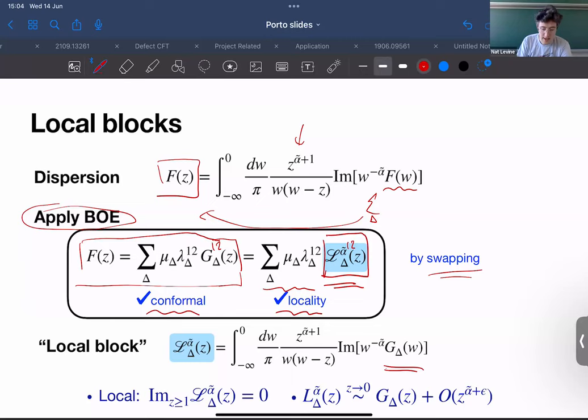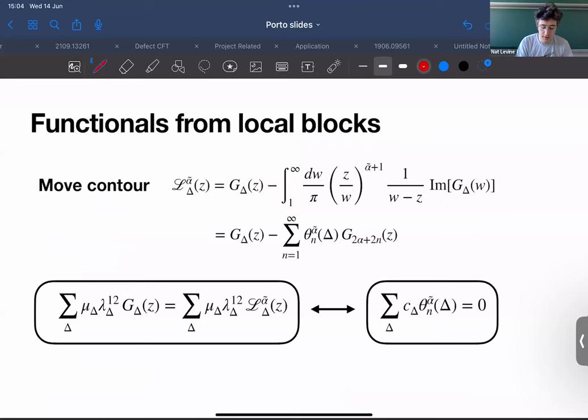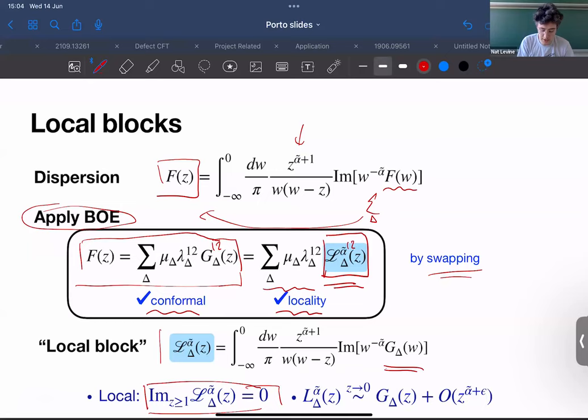Each of these, due to the way it's been constructed, doesn't have a cut on the positive real Z axis. Maybe it's easier to see from this equation. Somehow L is a version of G that only has the negative cut, right? If you look at where the discontinuity is here, you'll see that it only comes in the Z variable. It only comes from this power. So it would just be on the negative axis.